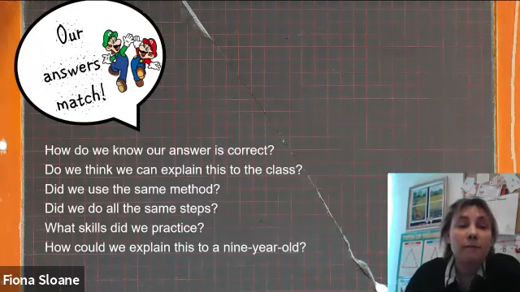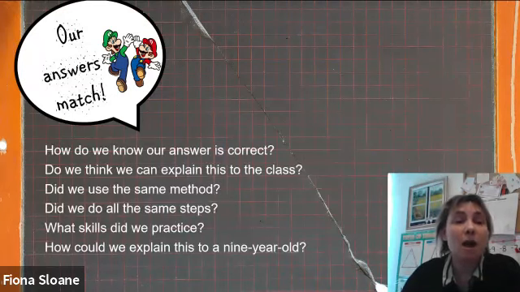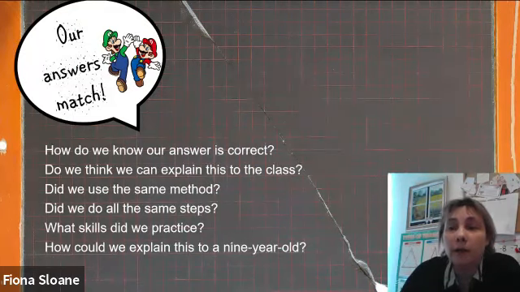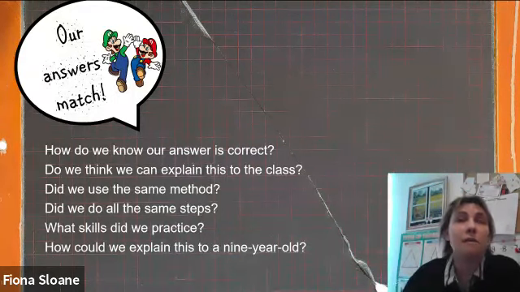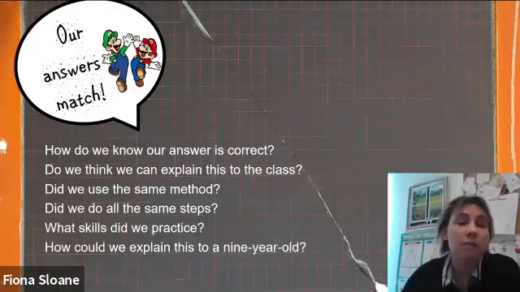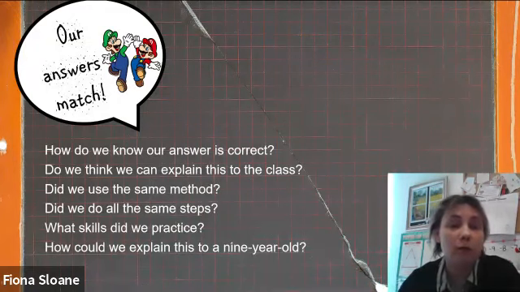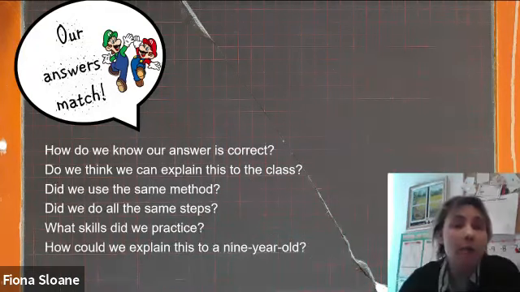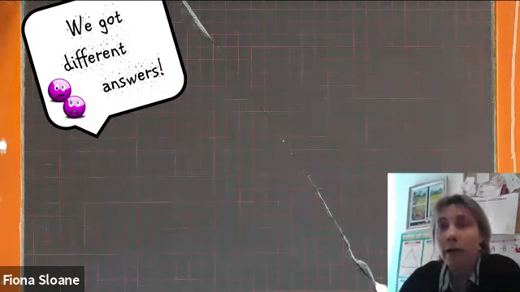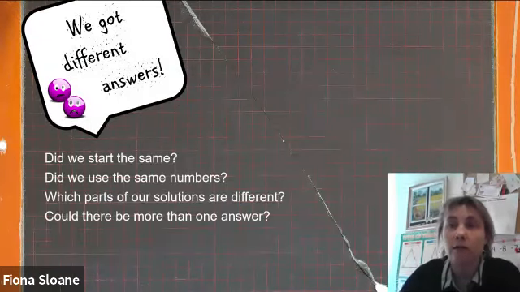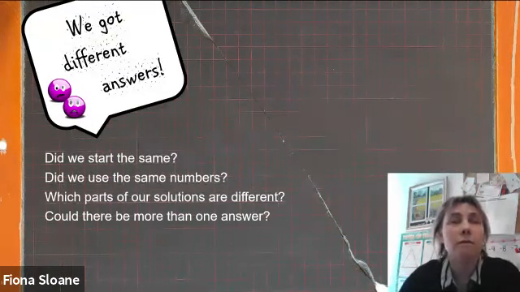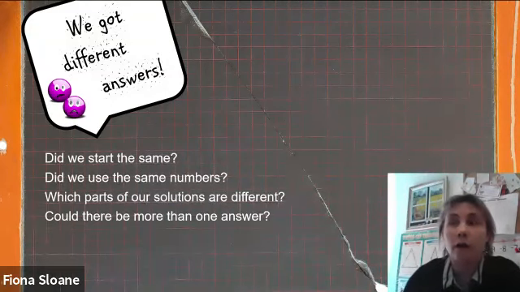And then what we want to do is to develop some ideas for encouraging this discussion. So we might give them a framework. So if their answers match, we might say, how do we know our answer is correct? Do we think we can explain it? And to have this maybe on the board or as little prompts on a worksheet so that they can actually really delve into what they're doing rather than just say, discuss your methods. This can be quite a useful thing. And again, if we've got different answers, it's like, okay, how do we dig deeper into this? What skills do we do? And just giving them that little framework of having that discussion.